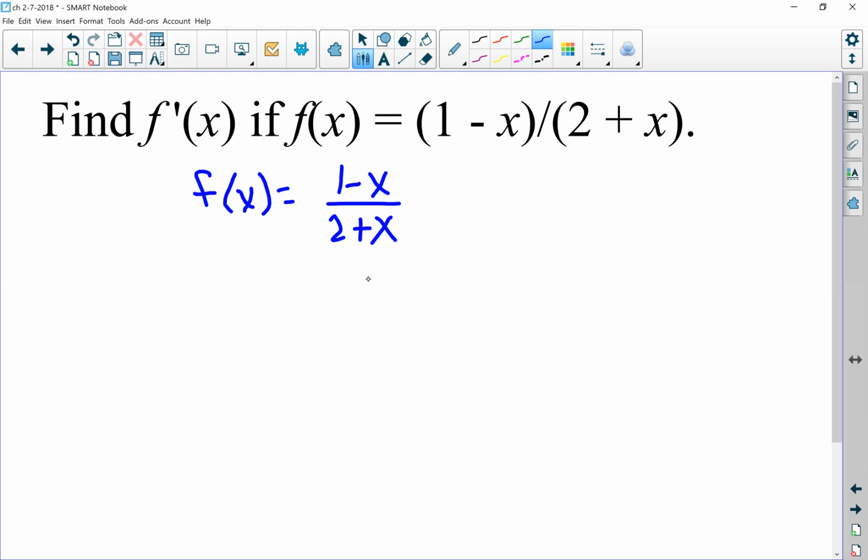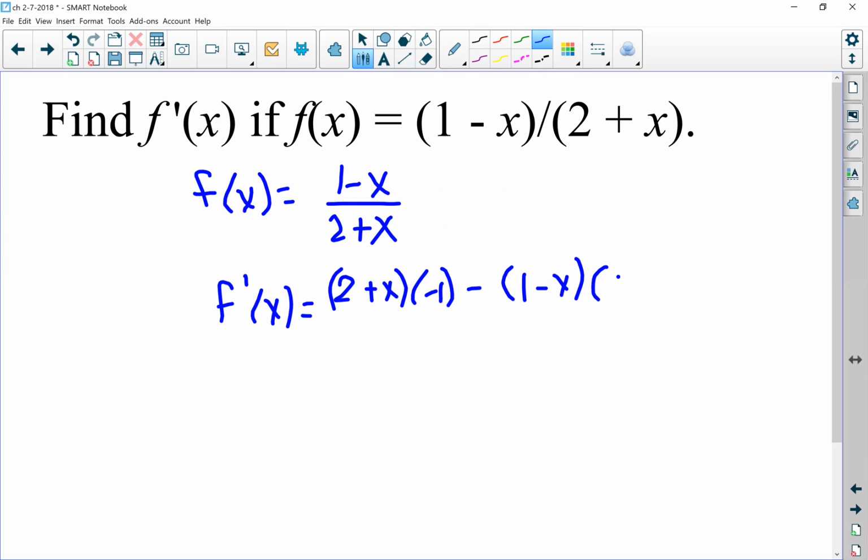This will be our basic quotient rule. So when we take our derivative, low, d high, derivative of 1 minus x is -1, minus high, d low, all over low squared.